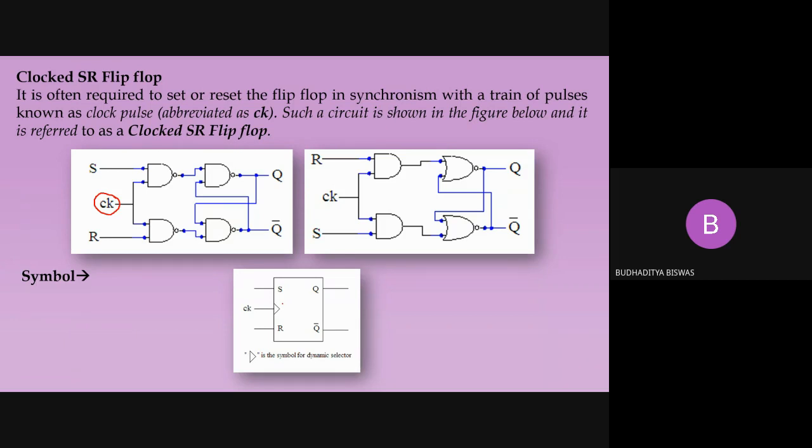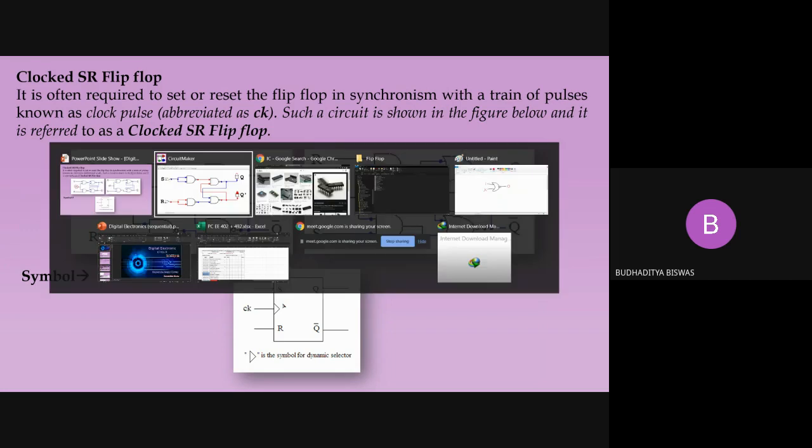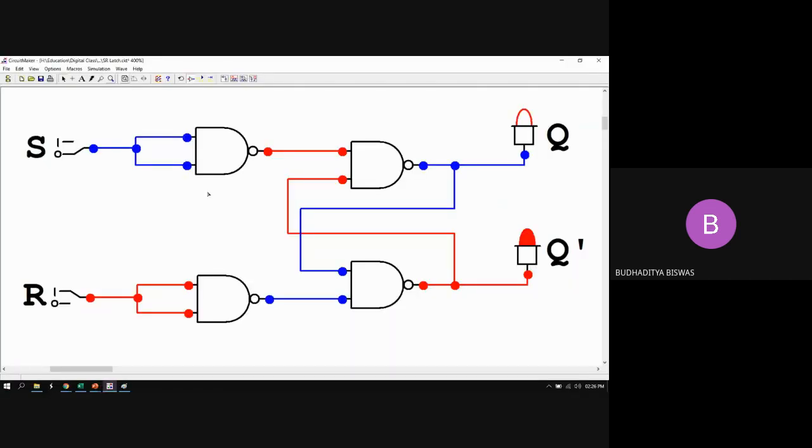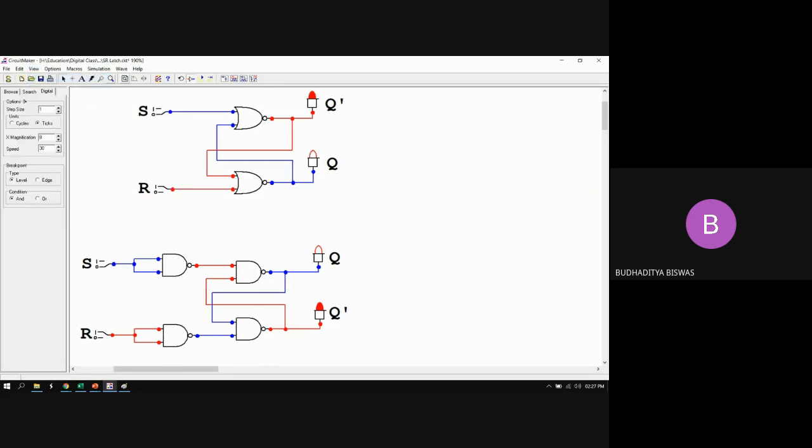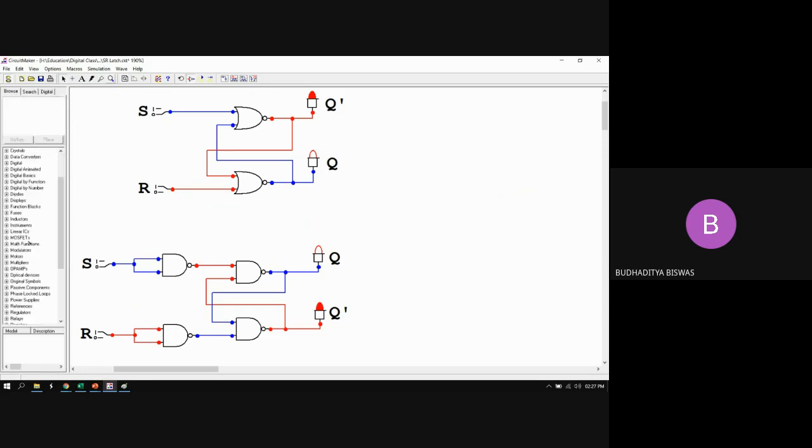Yes, sir. And whatever I discussed here is nothing but the latch. Okay, 1 minute please. So this is called the RS latch, because you see, is there any clock pulse? No. Now, what is the clock pulse? A clock pulse is very similar to a train of pulses. So I will show you the clock pulse. In the next class, we'll definitely discuss this.